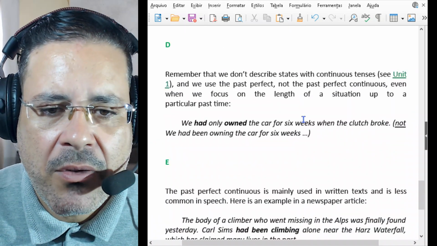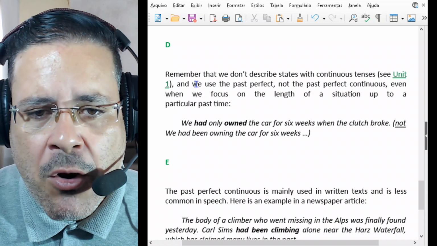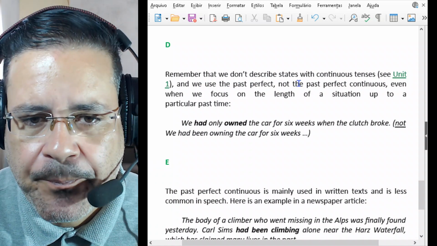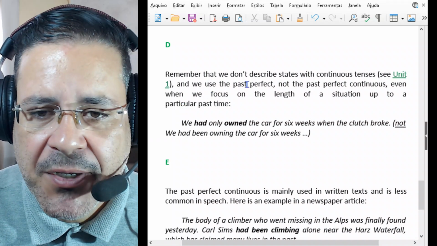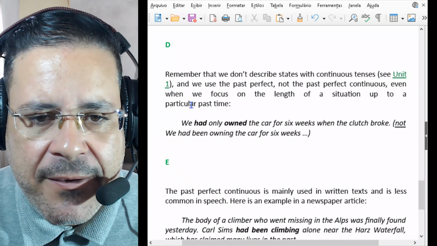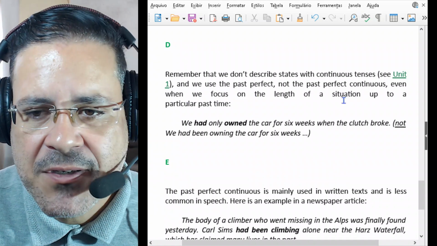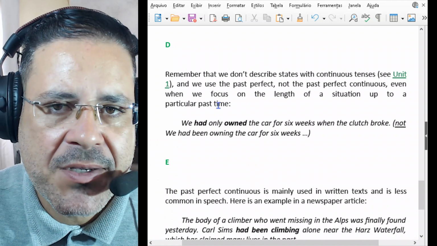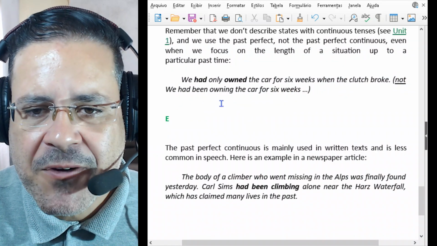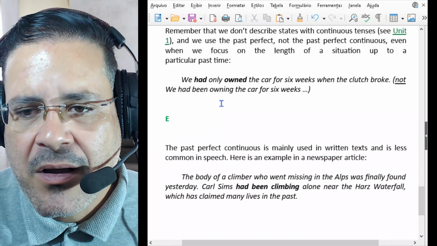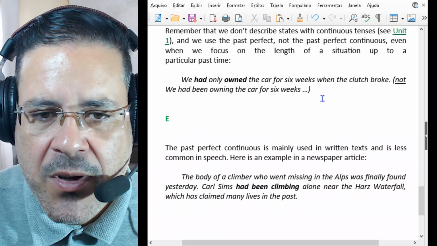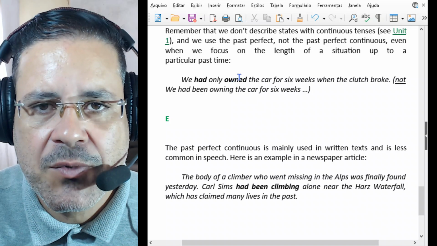Okay, let's go now through section D. Remember that we don't describe states with continuous tenses, and we use the past perfect, not the past perfect continuous, even when we focus on the length of a situation up to a particular past time. For example, we had only owned the car for 6 weeks when the clutch broke. Not we had been owning the car for 6 weeks, because it's a state verb, the verb to own, right?